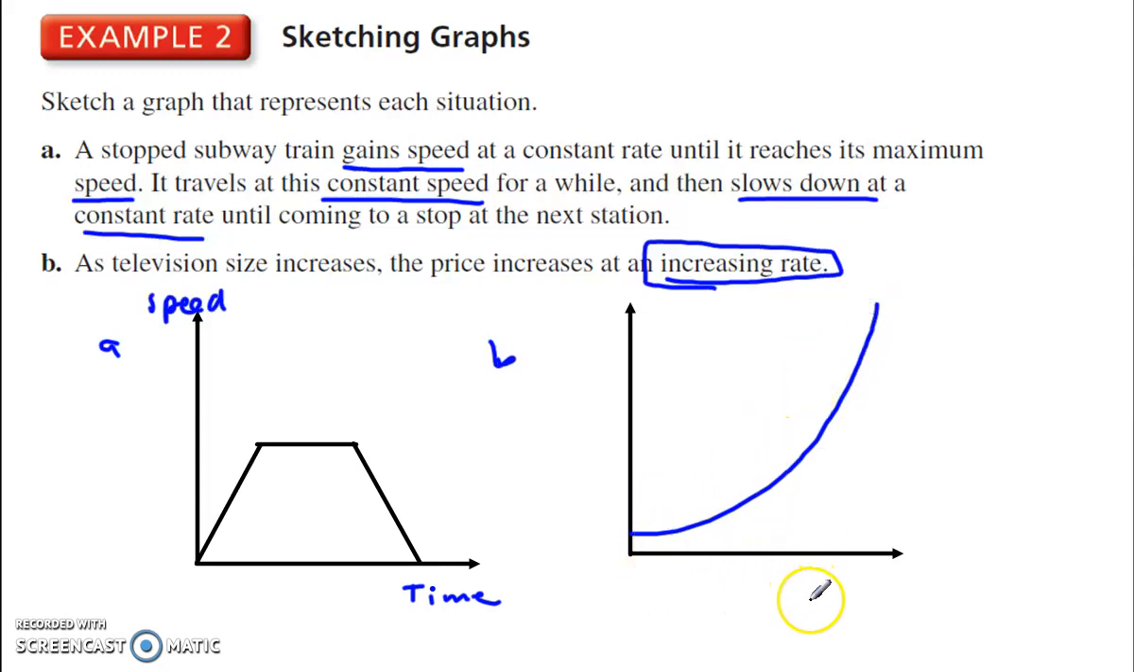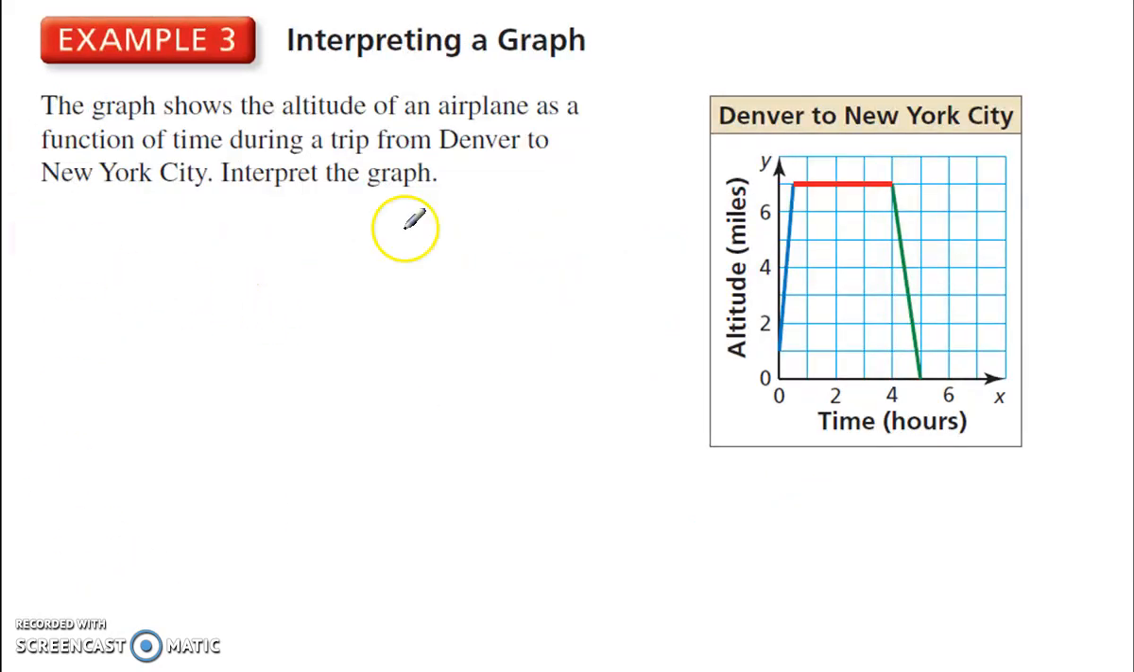So this will be the TV size here, and this is the price. Okay, price increases at an increasing rate. Very important, constant versus increasing rate. Okay, interpreting a graph. This graph shows the altitude of an airplane as a function of time during a trip from Denver to New York City.